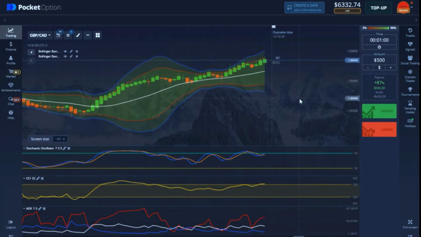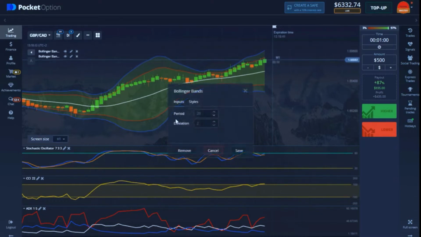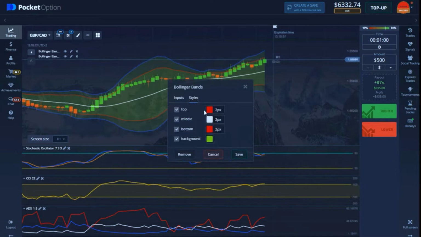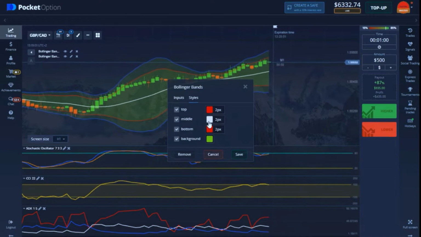Alright, I want you guys to be very attentive with me on this one. We have a couple of indicators here, so before I go ahead to explain how they all work, let me show you the settings. The first indicator we're using is called Bollinger Band. The period here is 20, and the deviation is 2 on the input. On the style, I changed all the colors. The top is red, the middle is white, and the bottom is red as well. I also set all the lines to 2 pixels. When you're done, you hit save.